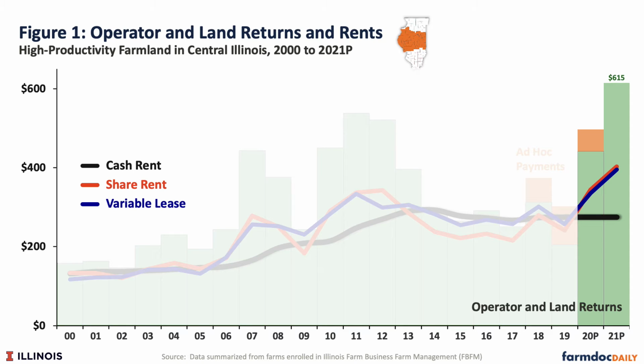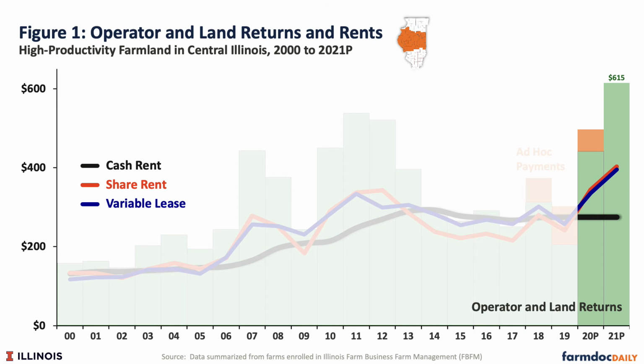We're projecting a return of $615 for operator and land returns for 2021. That's still a projection, but if that holds, we would have $523 of operator and land returns during those two years. Cash rents have remained roughly the same at $280 per acre average. Share rents have increased, and so have variable lease returns, $356 and $339 respectively. Again, those two leases have terms in them that cause their rents to adjust quickly.